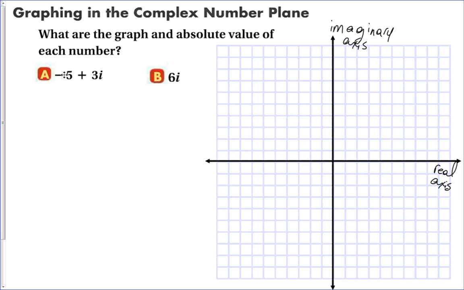All right, so how do we graph a complex number? Well, look at this is x and this is y. So we're going to go negative 5, so 1, 2, 3, 4, 5 on the real axis. I'm just putting a dot there for reference, that's not the actual point. And then plus 3i, so we're going to go up 3, 1, 2, 3 on the imaginary axis.